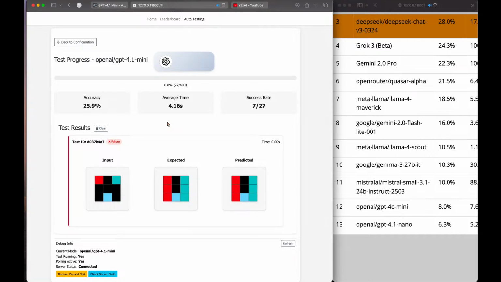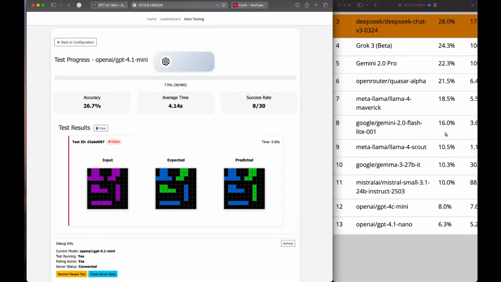I mean, if 4.1 Mini has to actually be reliable, it has to cross Gemini 2 Flash Lite, which is sitting at 16%, and at least Llama 4 Scout.